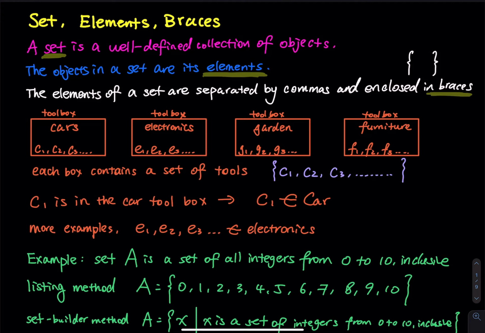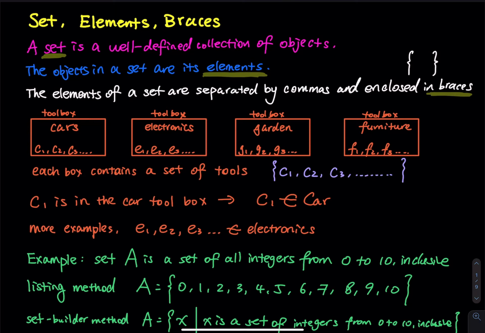So C1, C2, C3 are the elements of the car's toolbox. The entire box, I call it a set. So a set means the entire box. Inside the box, I have a set of tools. These tools are the elements. Since I put my tools inside a big box, do you see that there is a rectangle? The rectangle is like the braces.